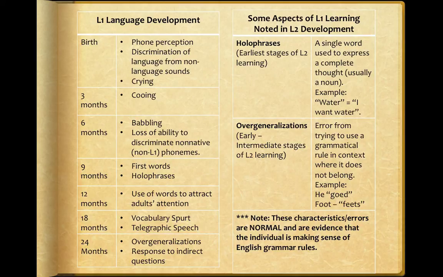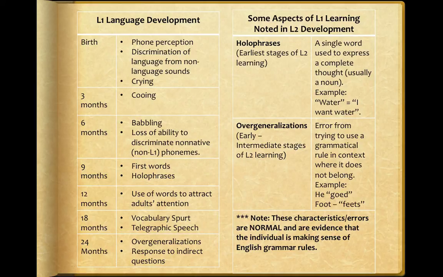Okay, so some aspects of first language learning that are noted in second language development, this is the right-hand side of the slide, are the holophrases. In the very earliest stages of second language learning, people will use single words to express a complete thought, usually a noun. So you might say "water," meaning "I want water." When I was trying to learn Mandarin, I learned how to say water, "shui," but I might not know how to say "I want water." That's a little more complicated, so I might just say "shui" and make some sort of gesture.